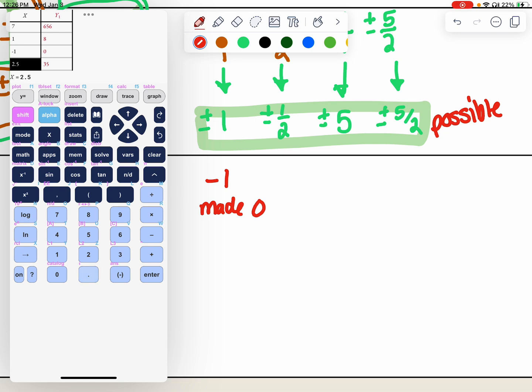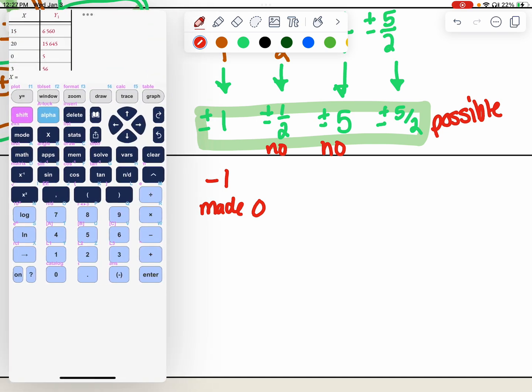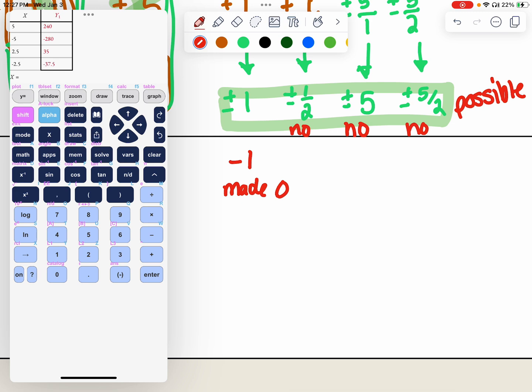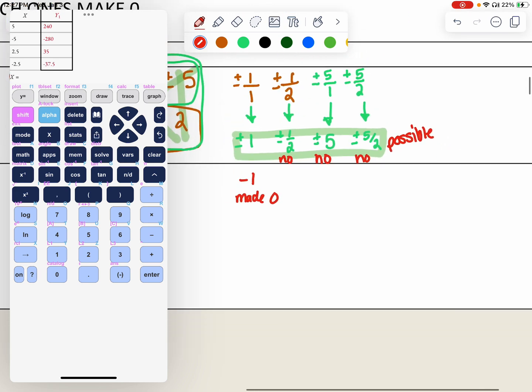I'm going to try positive 1/2 and negative 1/2. Neither of those made 0. So I'm just going to write no. Positive 5 and negative 5. Neither of those made 0. Positive 5 over 2 is 2.5, and negative. So those also did not make 0. So the only possible one that made 0 was negative 1. So we can say that negative 1 is a rational root.